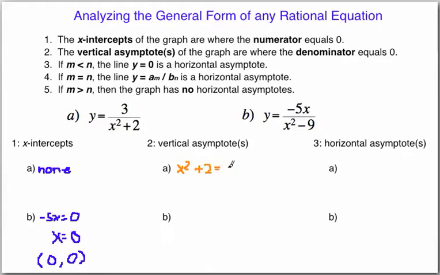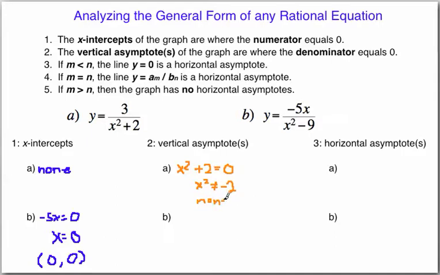In order for that to be true, x squared would have to equal negative 2 to get 0. Except you can't have x squared equal to negative 2. That's not allowed, because it would have to be an imaginary number; no real number squared can equal a negative number. So again, we're going to have no vertical asymptote. We can say there's none.